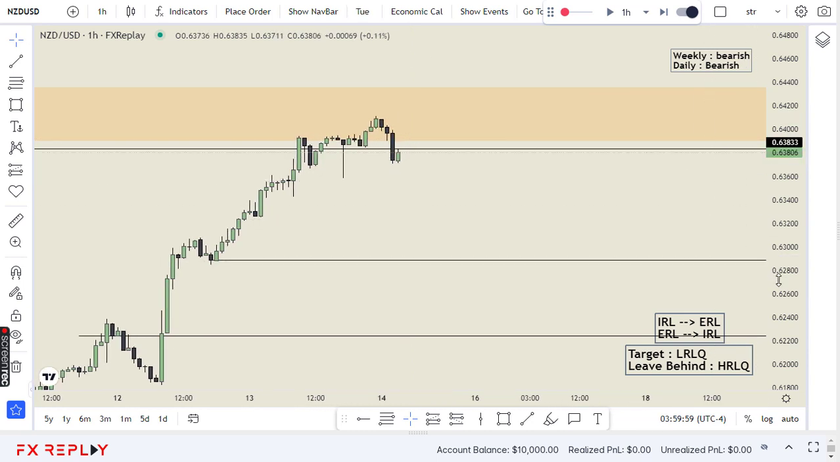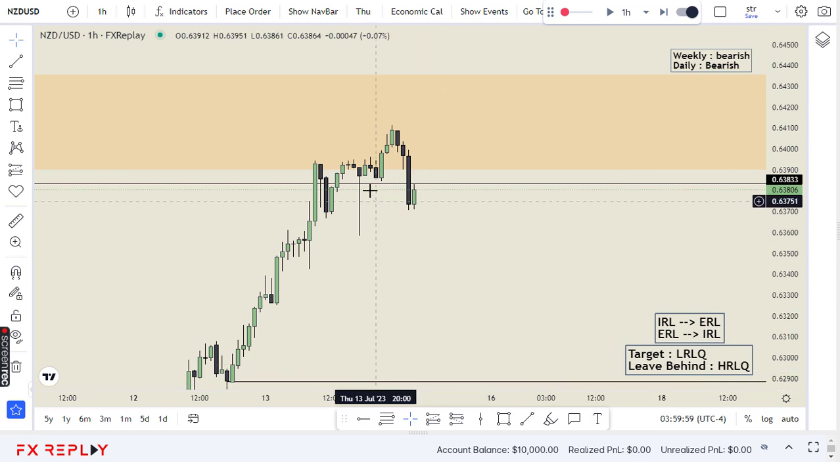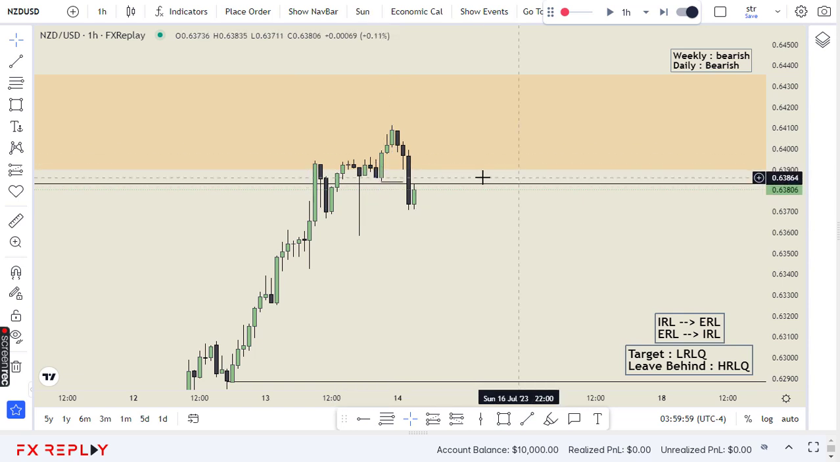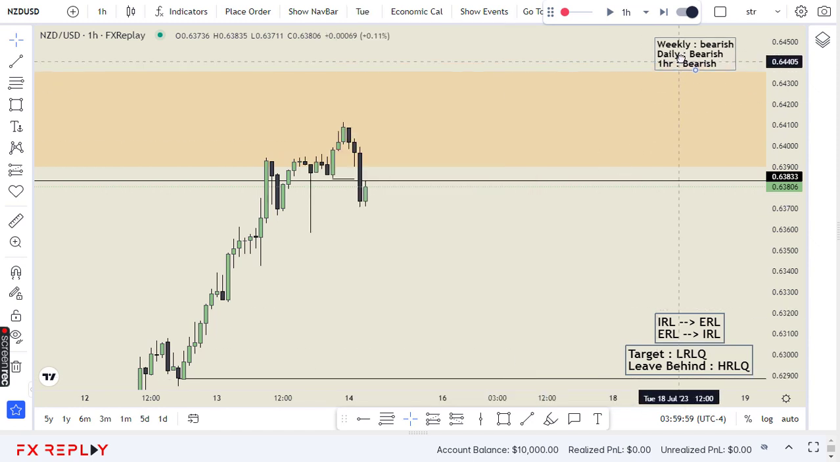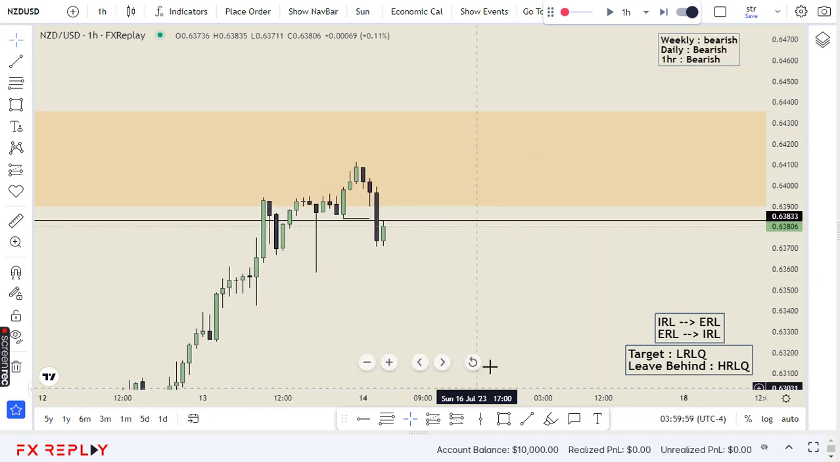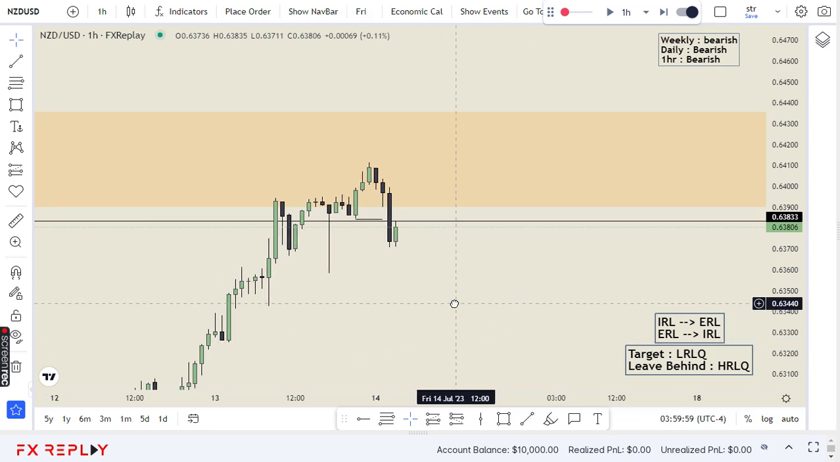And what do we have here? Now forget about the wick. The wicks do the damage. The bodies tell the story. So we have this market structure shift right here, right? You can clearly see that the hourly is turning bearish. Now let's write this here. So the 1 hour is also bearish, and this is how you determine the order flow. Using this method, you can take high probability setups.